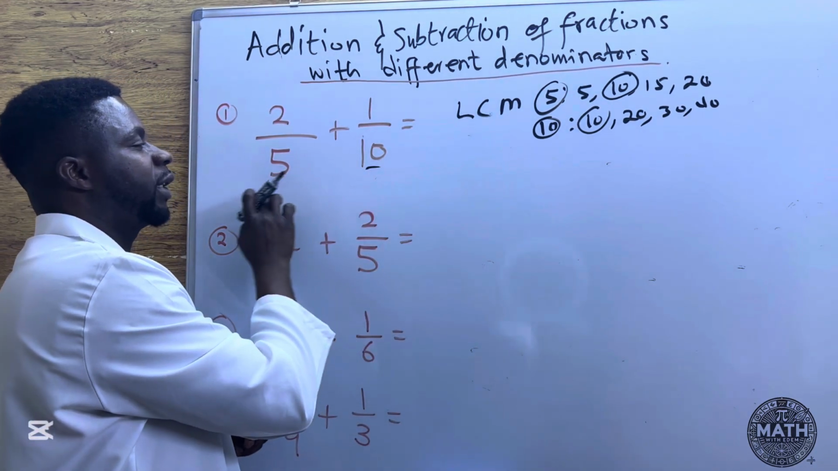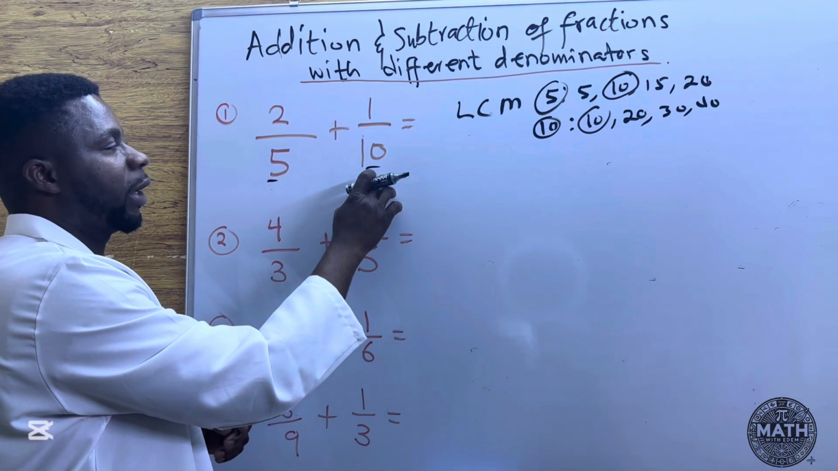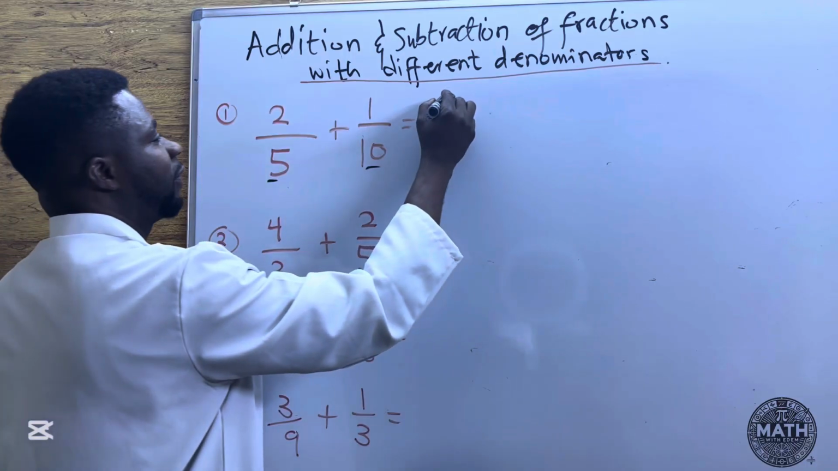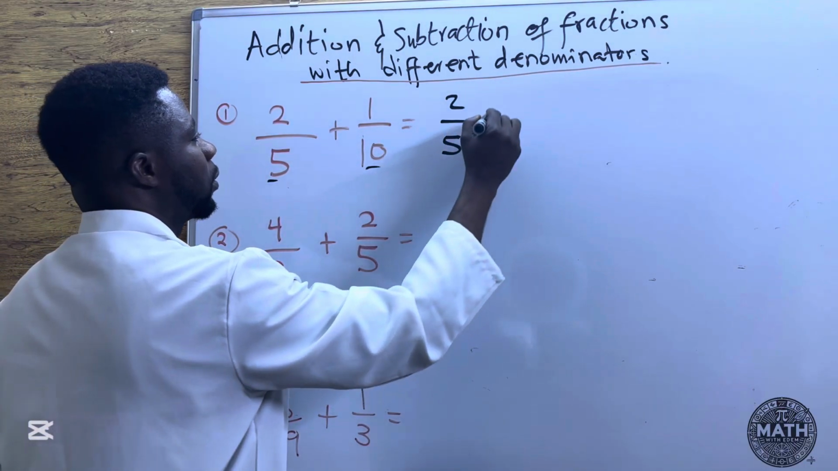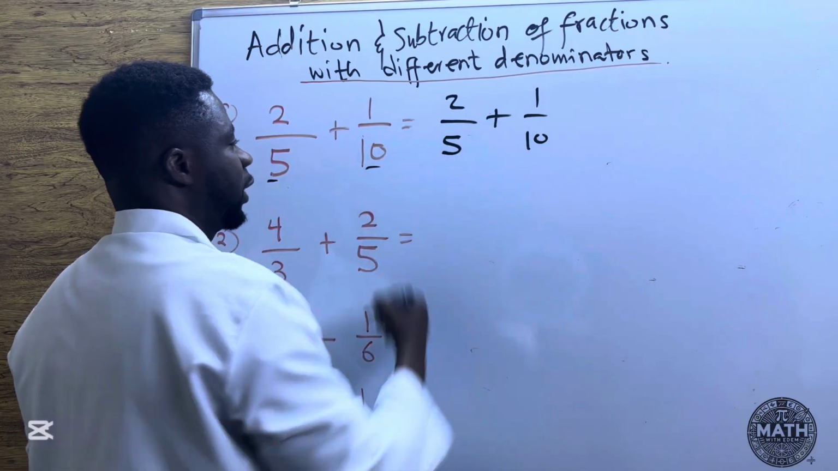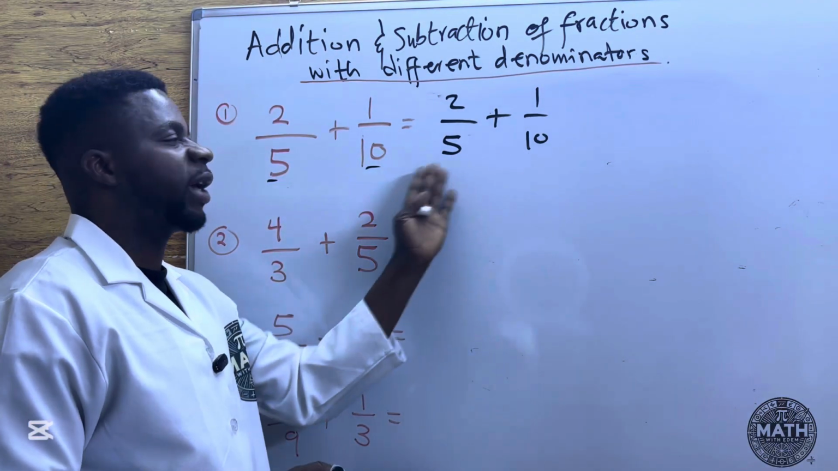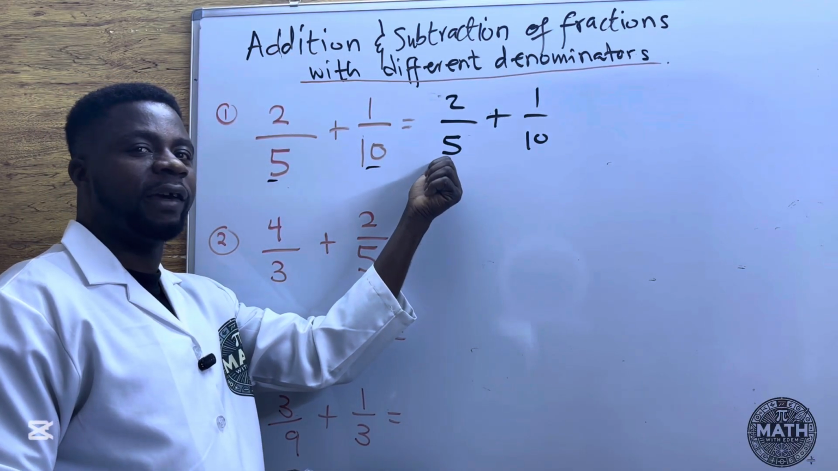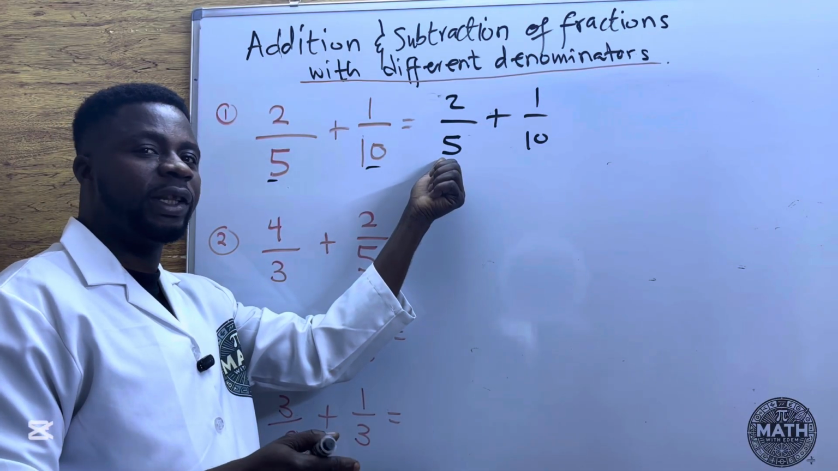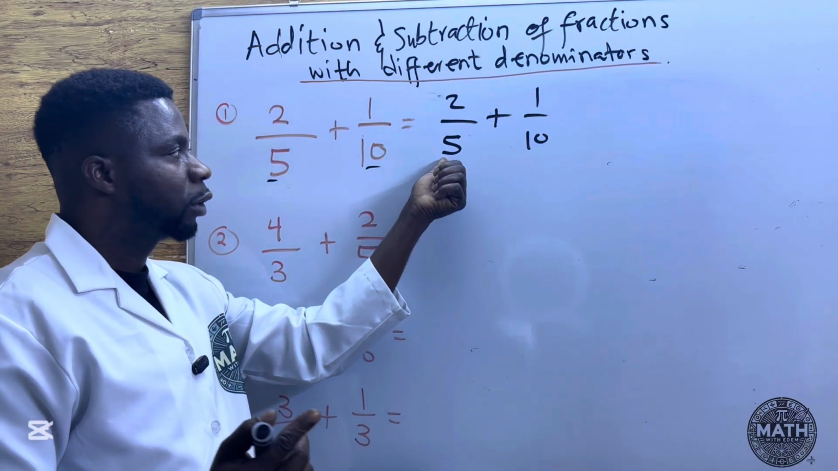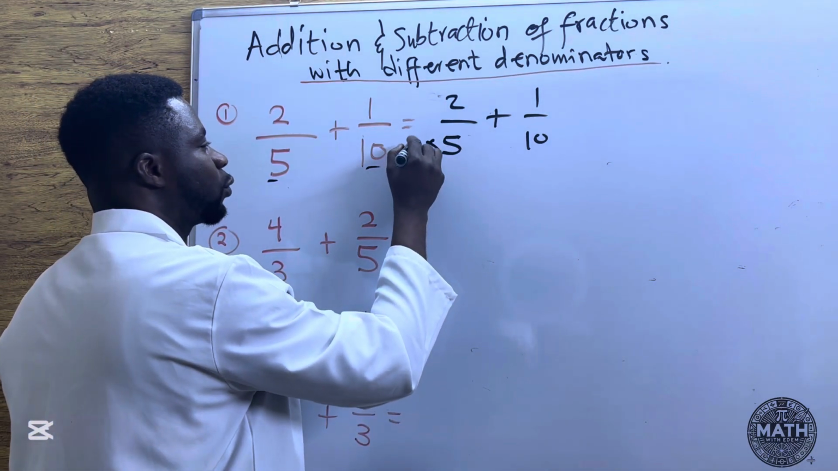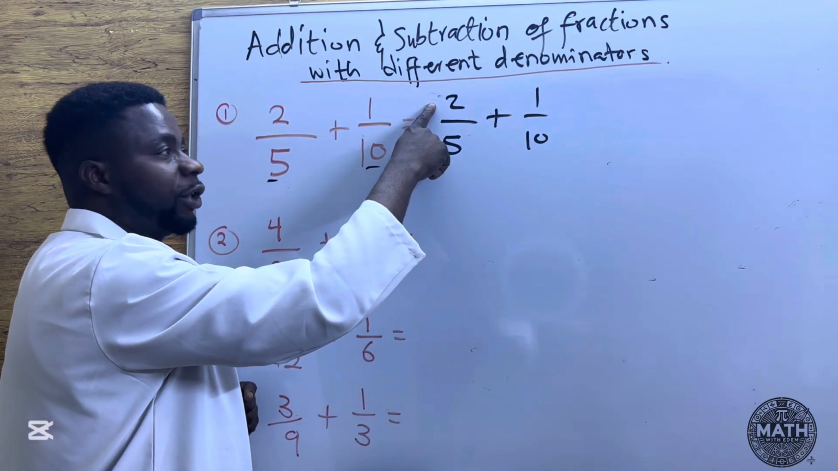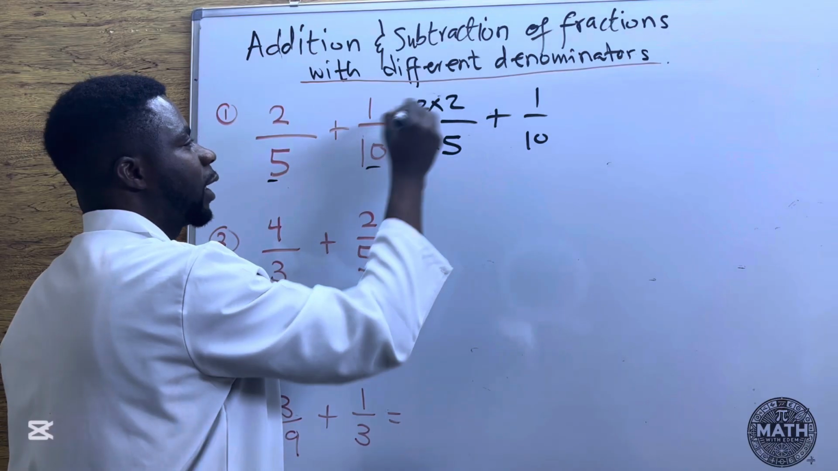So we are going to make the denominators 10. Okay, we make sure that the denominators are what? 10. I'm going to rewrite the fractions. We have 2 over 5 plus 1 over 10. So don't forget, we are going to make both denominators 10. This is already 10. So we are going to be converting the 5 into 10. So 5 times what number gives us 10? 5 times 2. So we are going to multiply the 5 by 2. And because we multiply the denominator by 2, we should do the same to the numerator. So we multiply the numerator also by 2.